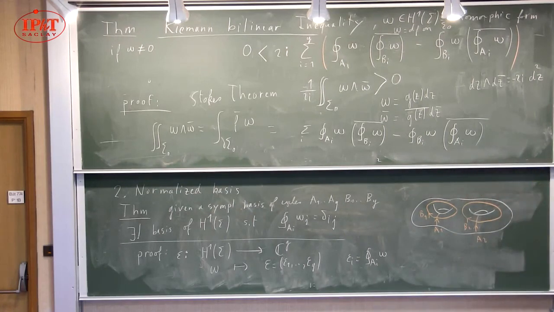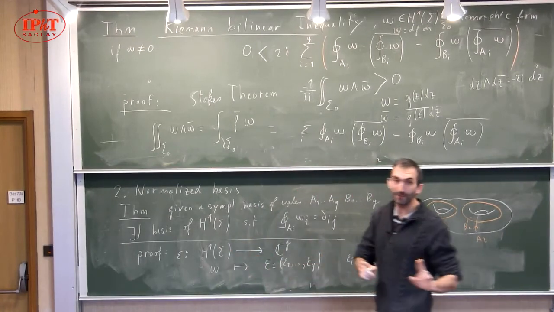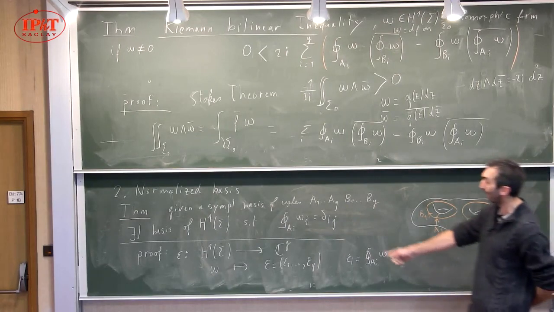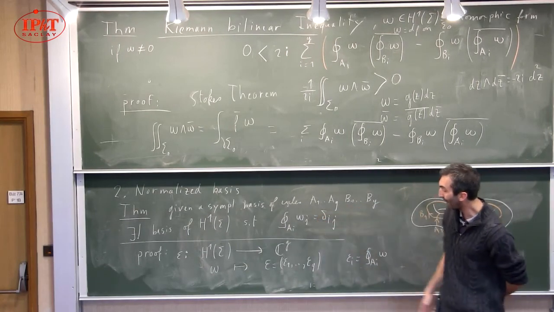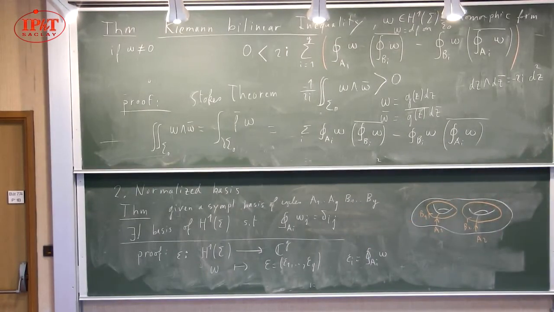So this map, and we already know that the two spaces have the same dimension. All we need to prove is that we want this map to be invertible to get the theorem. So we just need to prove that it's injective, so we need to prove that its kernel is vanishing.